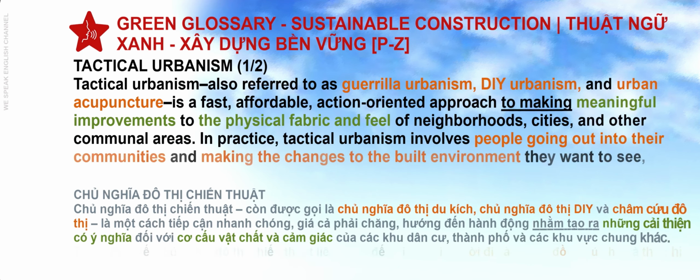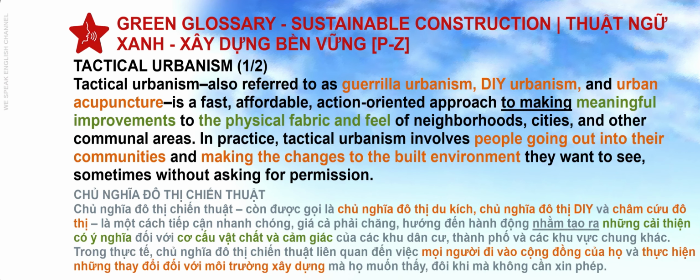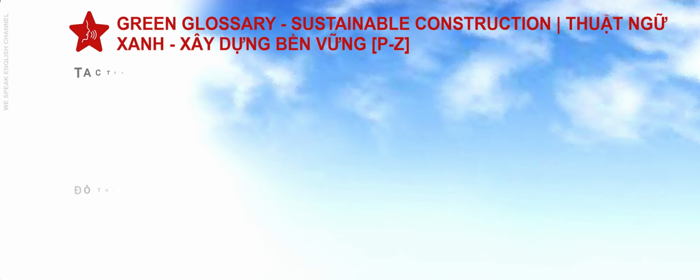Tactical urbanism. Tactical urbanism, also referred to as guerrilla urbanism, DIY urbanism, and urban acupuncture, is a fast, affordable, action-oriented approach to making meaningful improvements to the physical fabric and feel of neighborhoods, cities, and other communal areas. In practice, tactical urbanism involves people going out into their communities and making the changes to the built environment they want to see, sometimes without asking for permission.